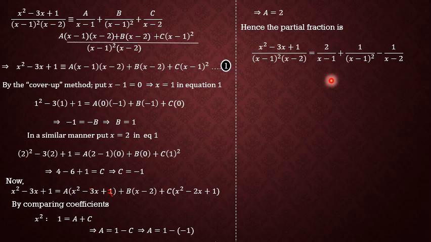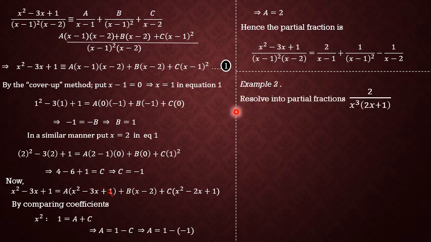All right, let's continue. So I have example 2. Example 2 says resolve into partial fractions 2 divided by x cubed times 2x plus 1. Now let's look at the solution. So we have 2 divided by x cubed times 2x plus 1.